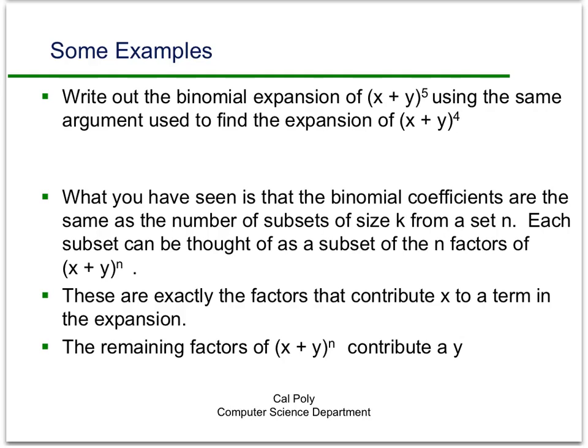So at this point, you should practice. Write out the binomial expansion of (x plus y) to the fifth using the same kind of argument that we used before, where in any given term you're going to get the combinations of 5 things taken k at a time, right? And k is going to be the exponent of x in that term.